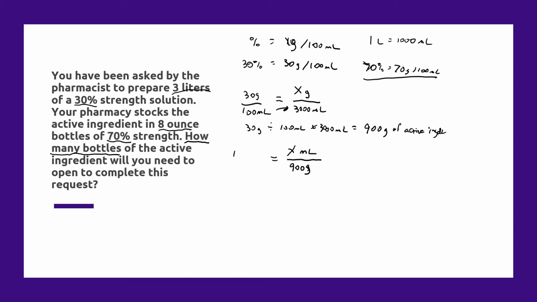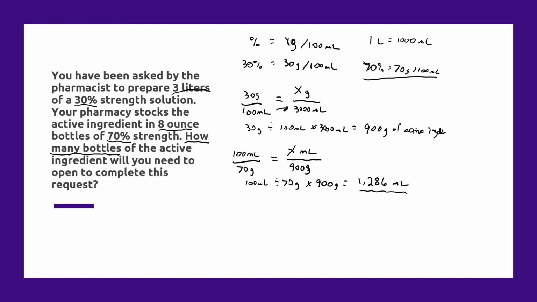But we need to keep our units consistent, so we put the 100 milliliters in the numerator over here and the 70 grams in the denominator. And again, we can solve this by taking 100 milliliters divided by 70 grams multiplied by 900 grams. And that's going to give us our answer in milliliters. So 100 divided by 70 times 900. This is going to be 1,286 milliliters. Okay, so this is how much total solution we need to get the 900 grams to make this solution.